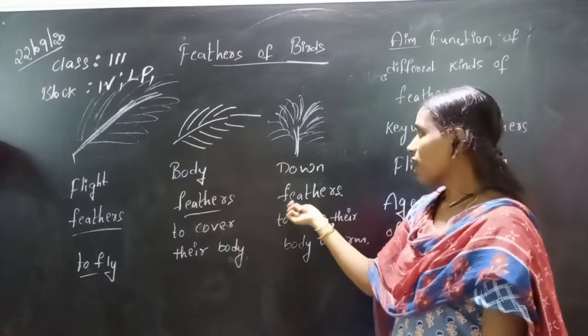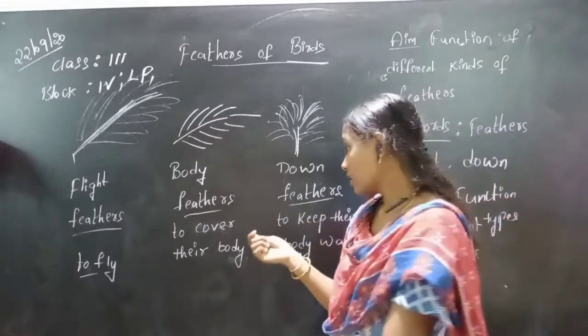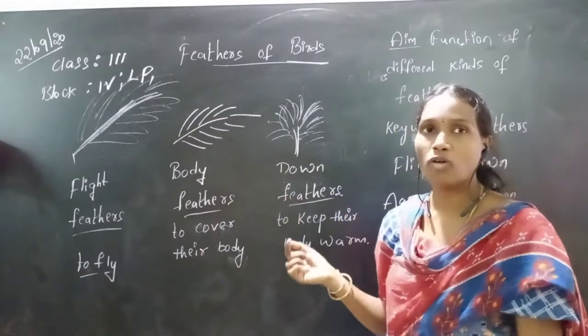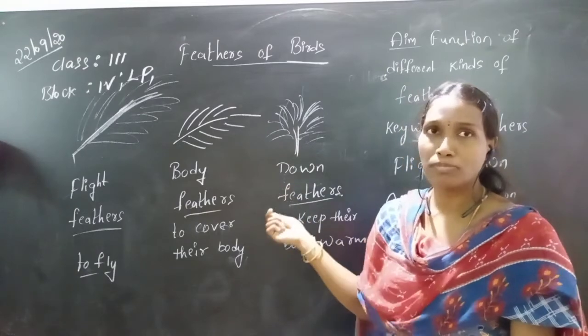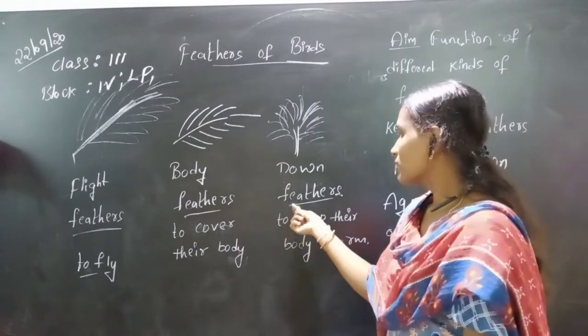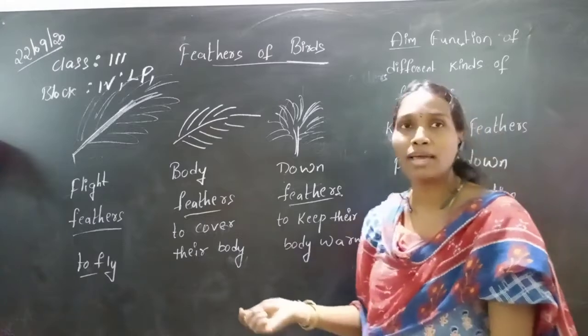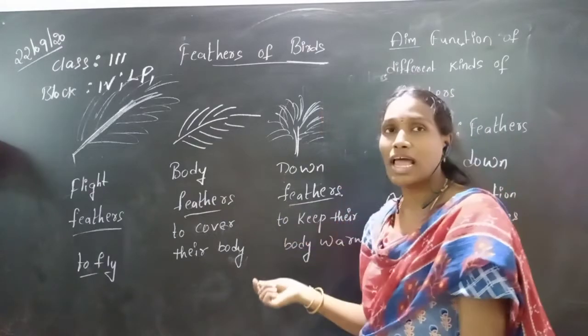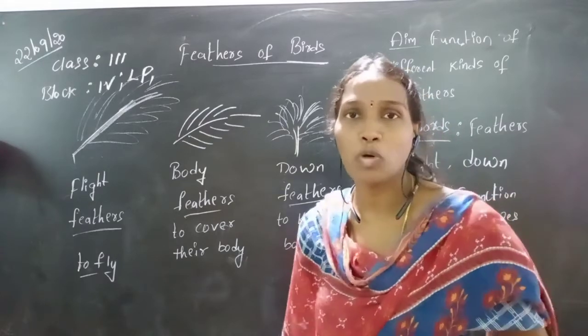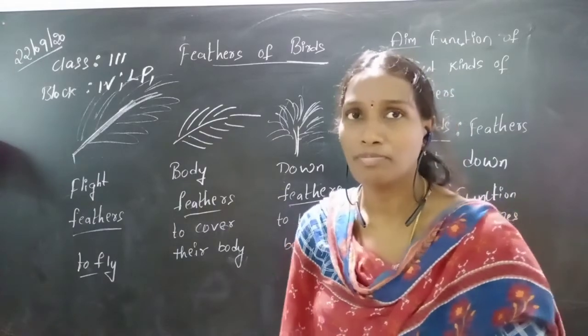Now we are moving to the down feathers. These down feathers are present in the down part of a bird. These feathers help them to keep their body warm.